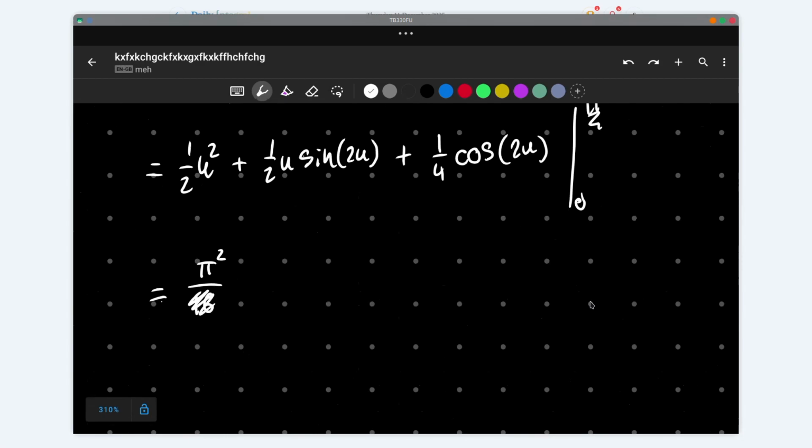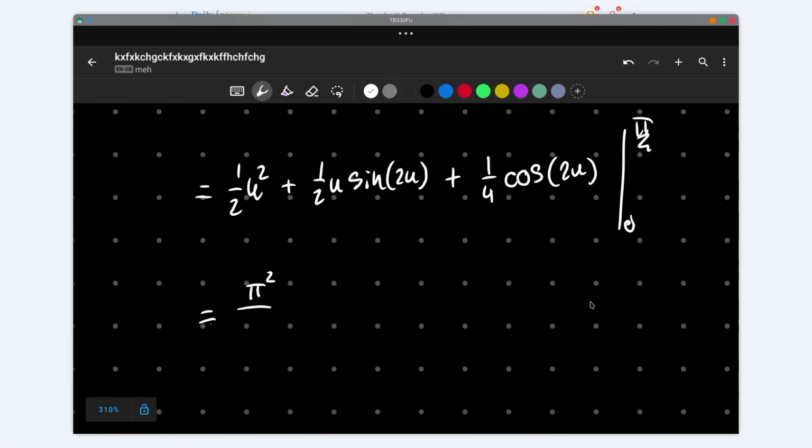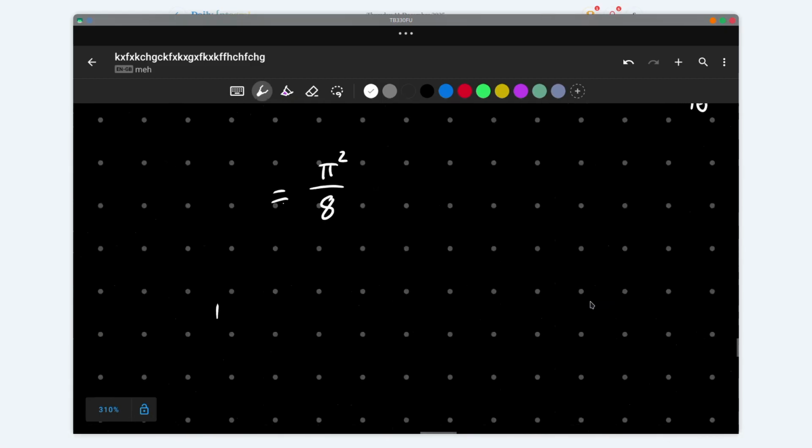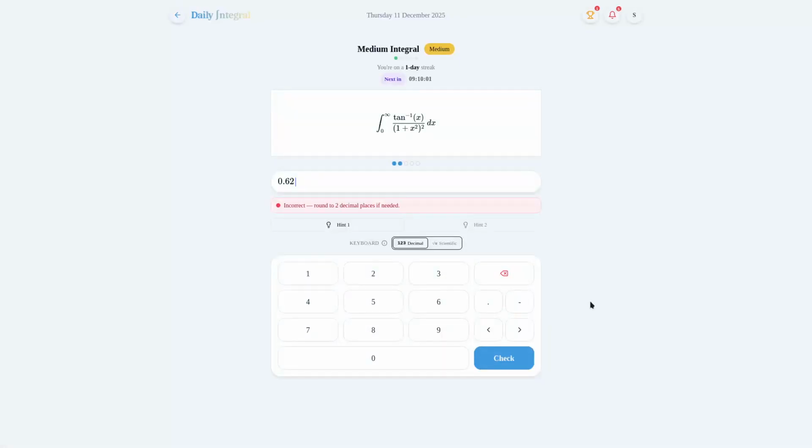Oh, that's not right. No, it is. It's pi over 2, so that'll be 8 divided by 2. So it's still pi squared of... What? What did I do wrong? Okay. What did I do wrong? I'm so confused. What did I type in? 0.62. I'll get a hint, but I'm slightly annoyed.